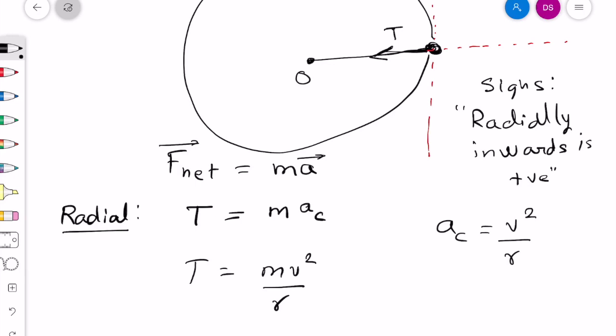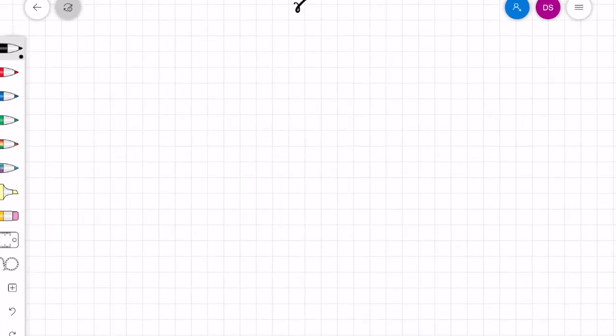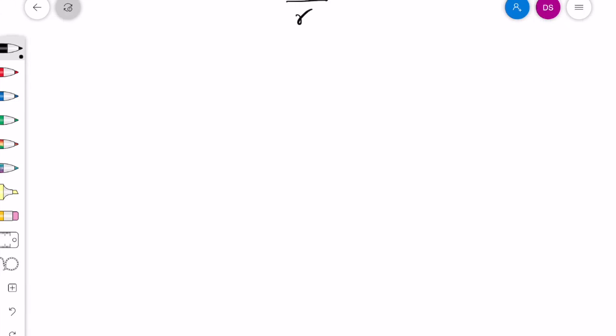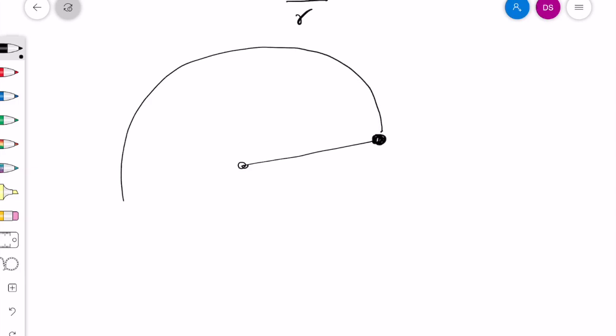Okay, so that's just an example of applying Newton's second law. I'll do one more example of applying Newton's second law for an object that's going in a circle. Now consider the same object, but now we are whirling it around in a vertical circle. So the object is going in a circle, but the circle is vertical. You can just imagine tying a stone to a piece of thread and then swinging it around in a vertical circle. So this is a vertical circle.